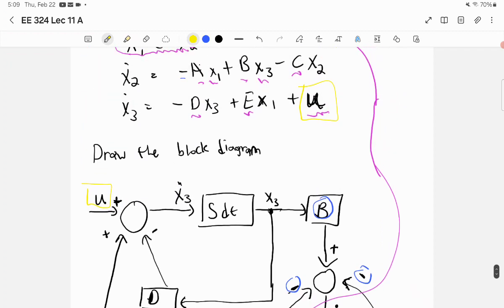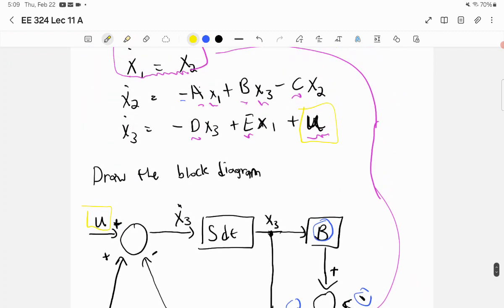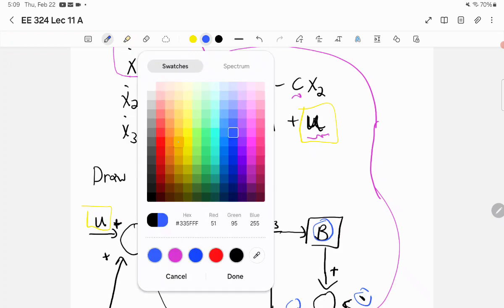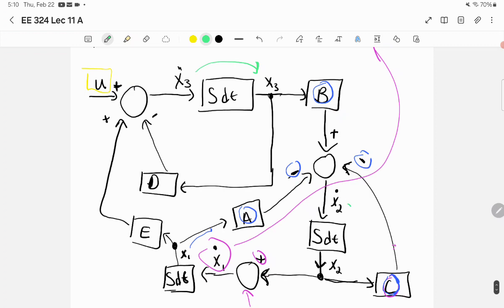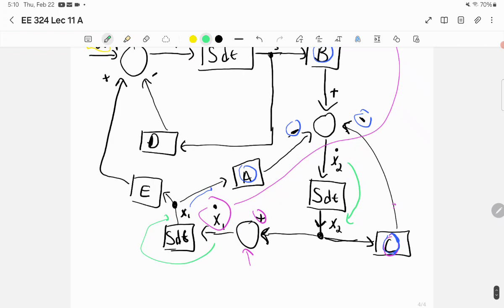Okay. And then in order to get x1, x2, and x3, we have to actually have integrators. So we have x3 dot, it's going to integrate to x3, which you can see here. Let me just change color. You can see that x3 dot integrates to x3, x2 dot integrates to x2, and x1 dot integrates to x1, as expected. So that covers all of the blocks here.